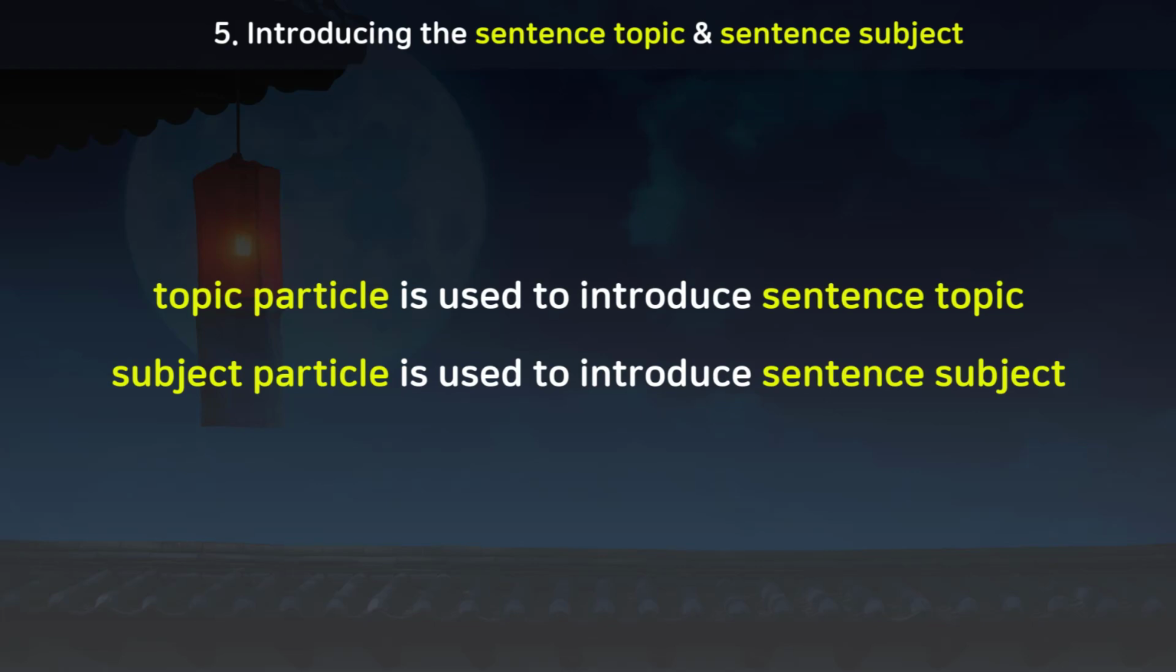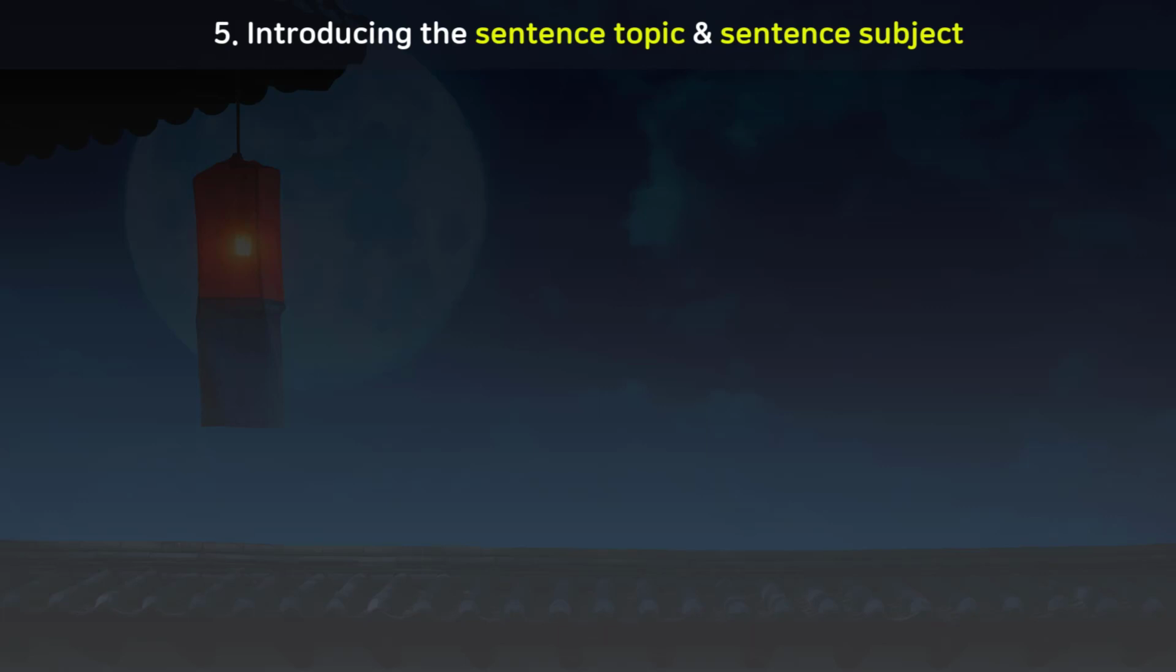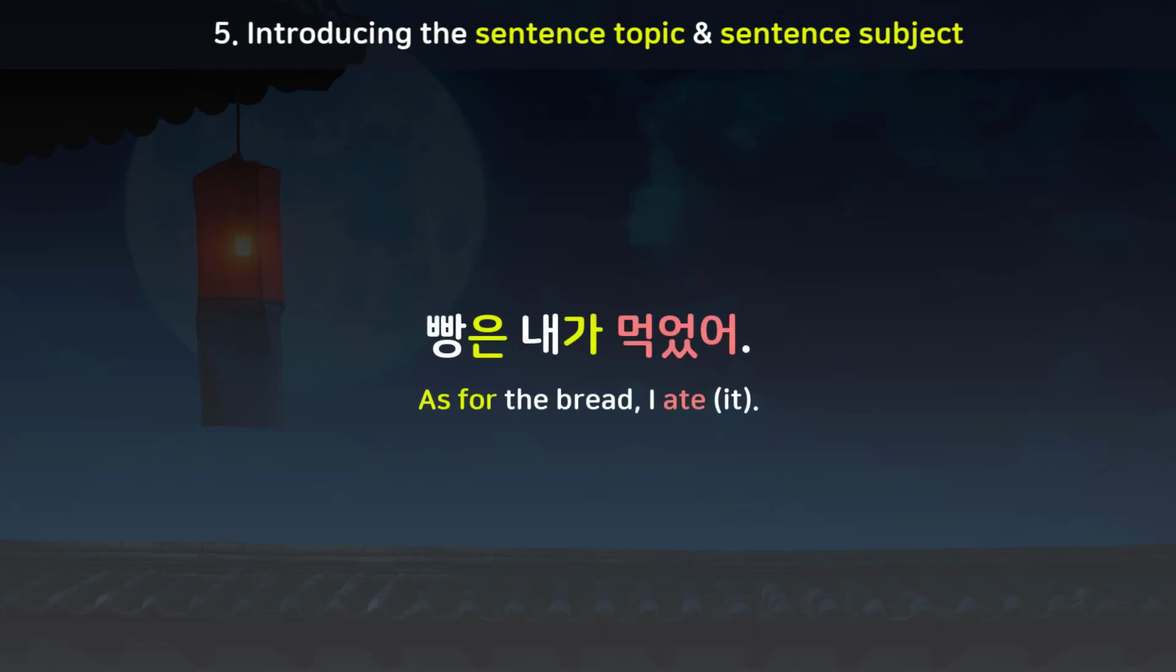And the idea of a sentence having a subject is quite easy to understand, as I think it's a concept that exists in many other languages. However, in Korean, we also have the concept of a sentence topic. To better understand what this means, let's take a look at an example sentence. 빵은 내가 먹었어. As for the bread, I ate. 빵은 내가 먹었어.